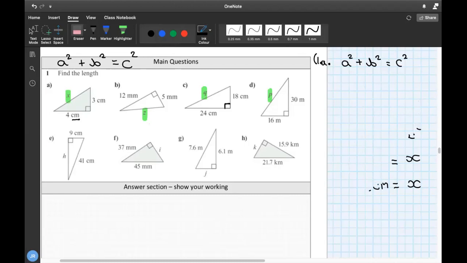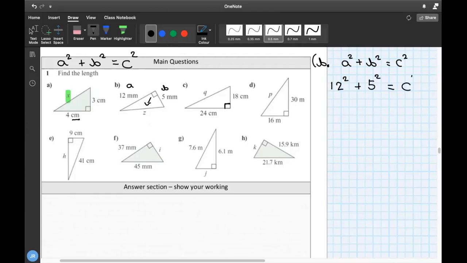Now I just want you to pay attention to the working out as well here. I'm going to leave this Pythagoras' theorem at the top because that's what I'll be using throughout all of these questions. And we're now having a look at question 1B. So this is now question B. We're still trying to find our hypotenuse, the longest side. I can now start by substituting in. Doesn't matter which way around you do these. I'm going to say that was A and that was B. So we've got 12 squared plus B, which was 5. So we've got 5 squared, and that's all going to be equal to C squared.